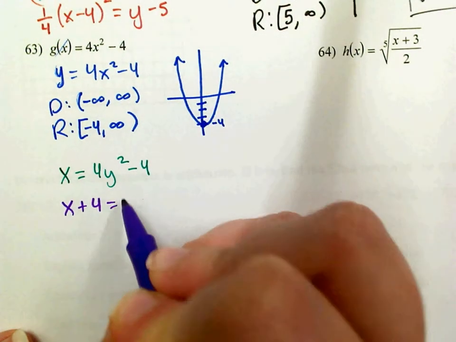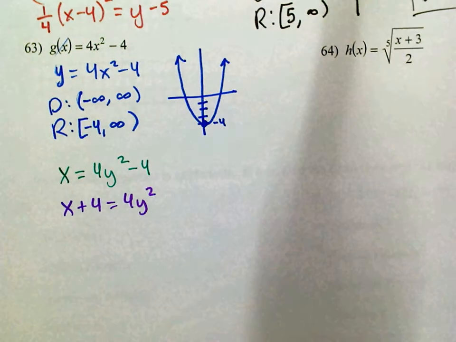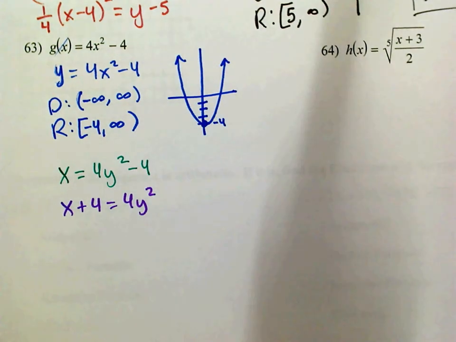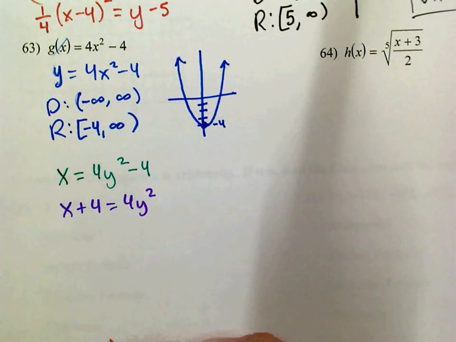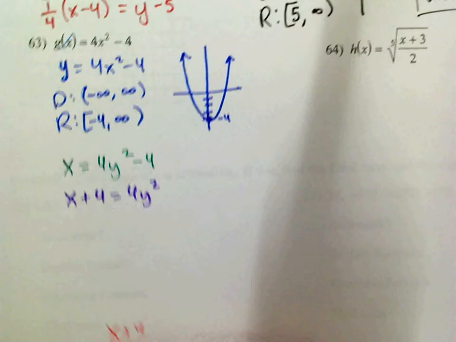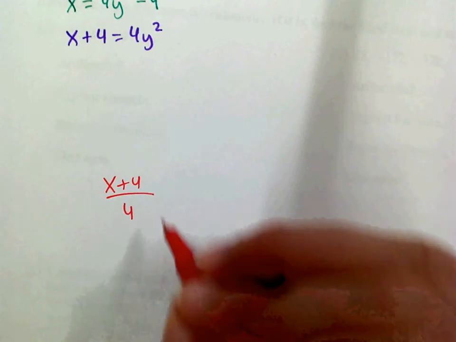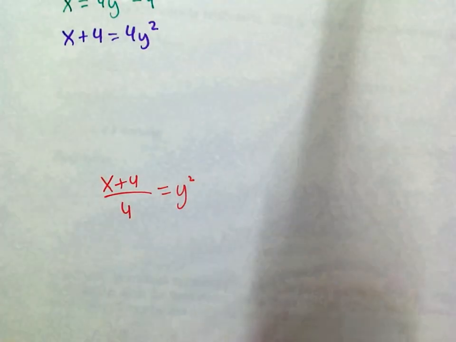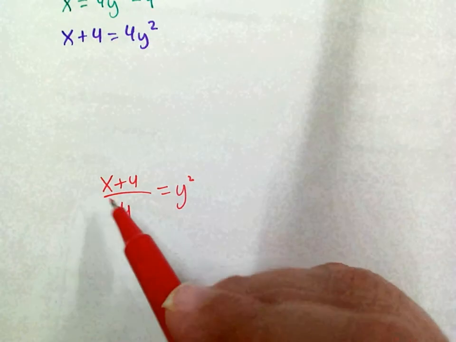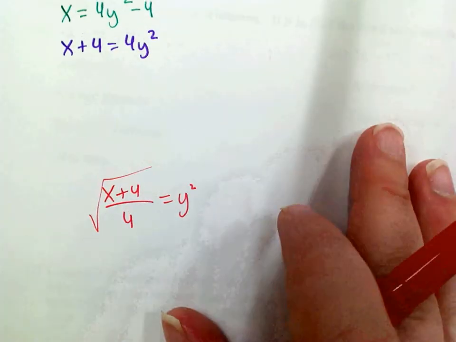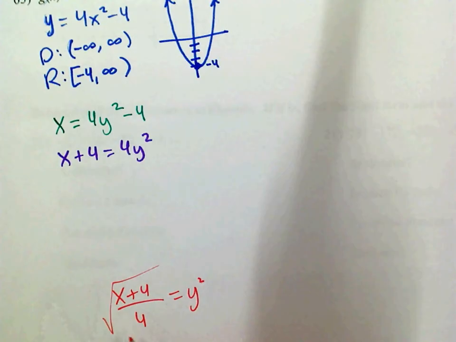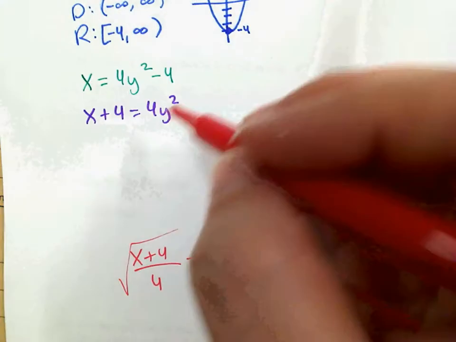Divide by 4, or am I going to count it wrong if you divide by 4? No, if you write x plus 4 and then you divide it by 4, it's not wrong. Because how do you get rid of a square? You square root. So as long as you put the square root over everything, it's fine. As long as you understand what that 1/4 does, it's a little bit easier to just leave it like that.